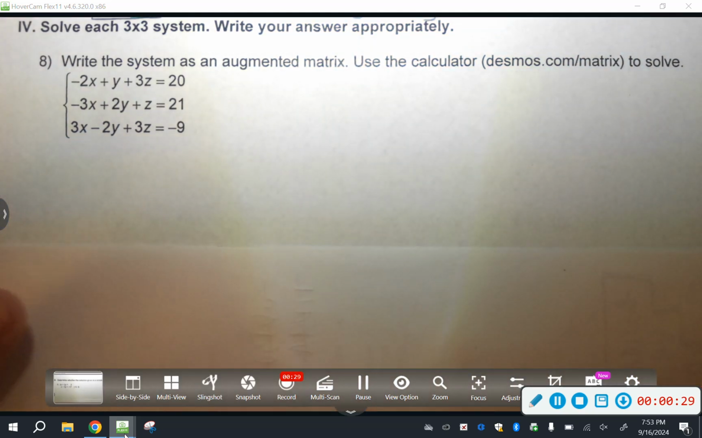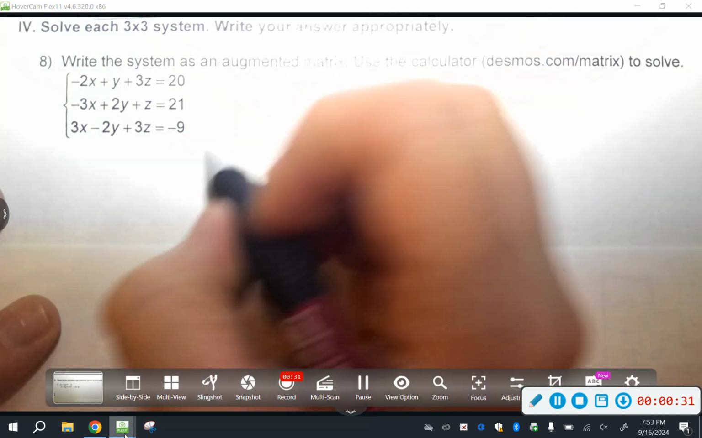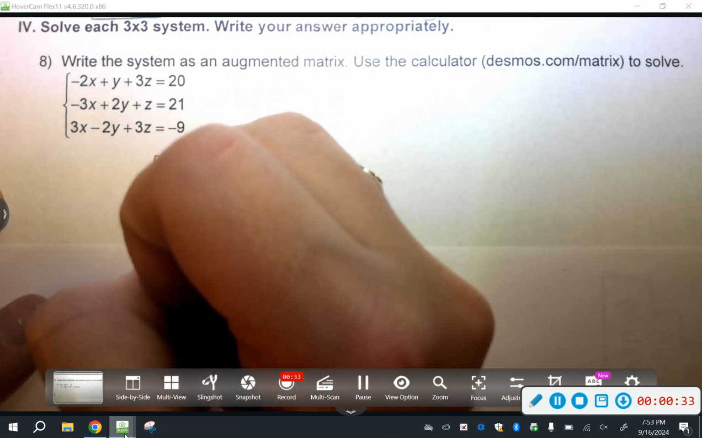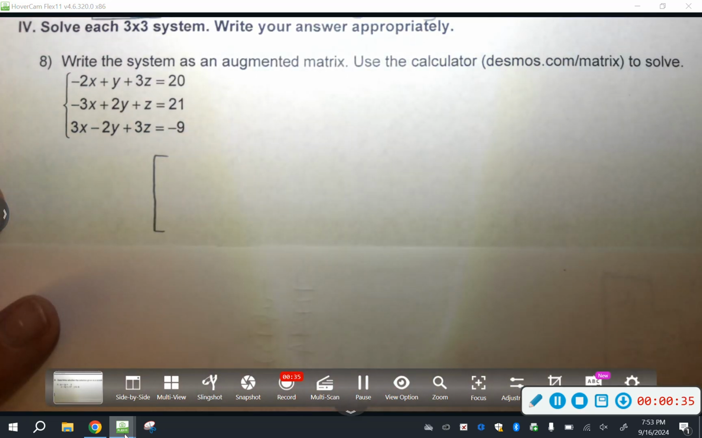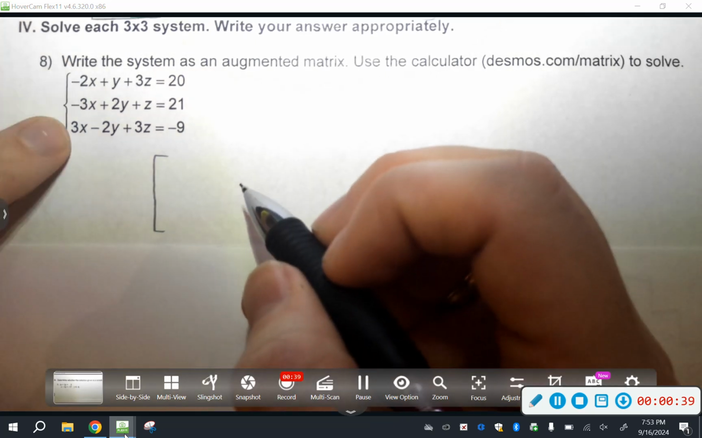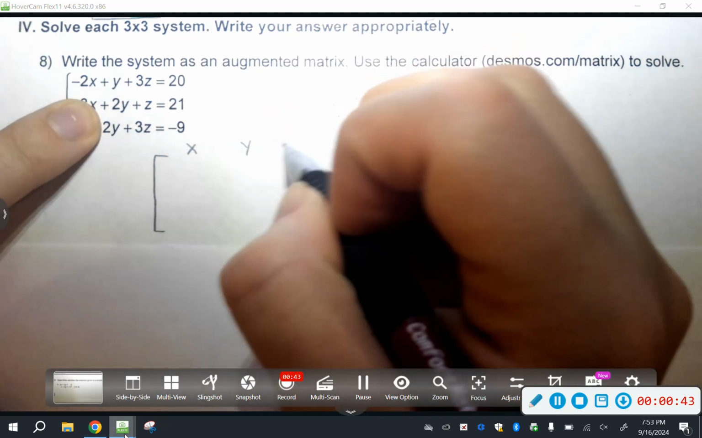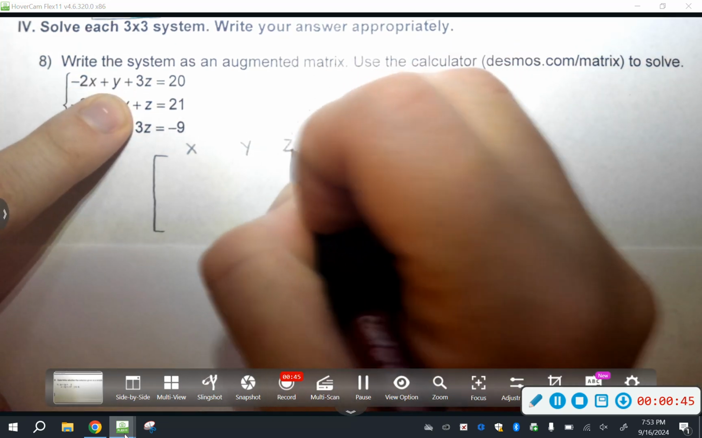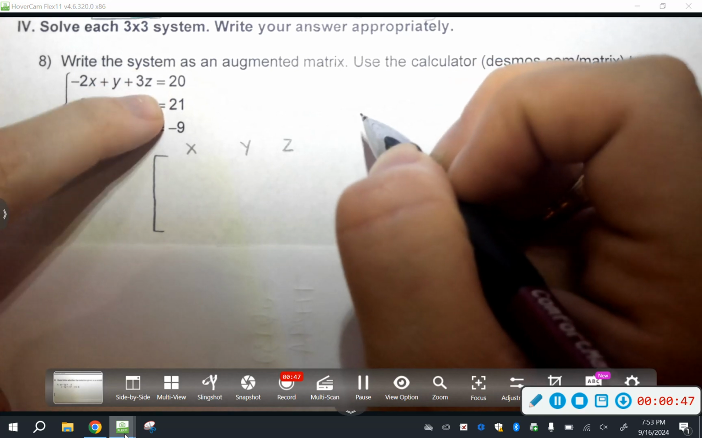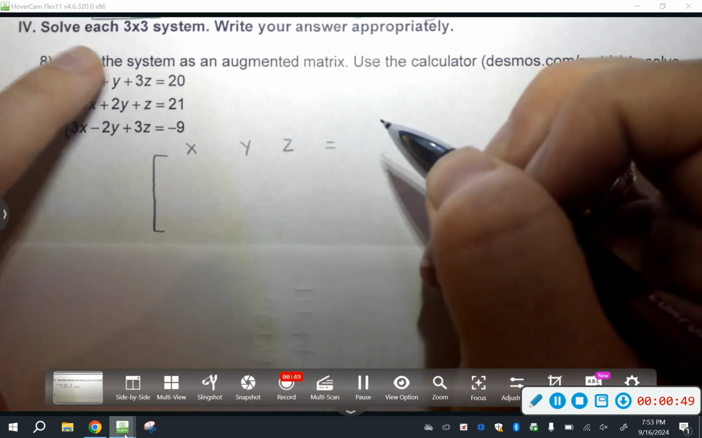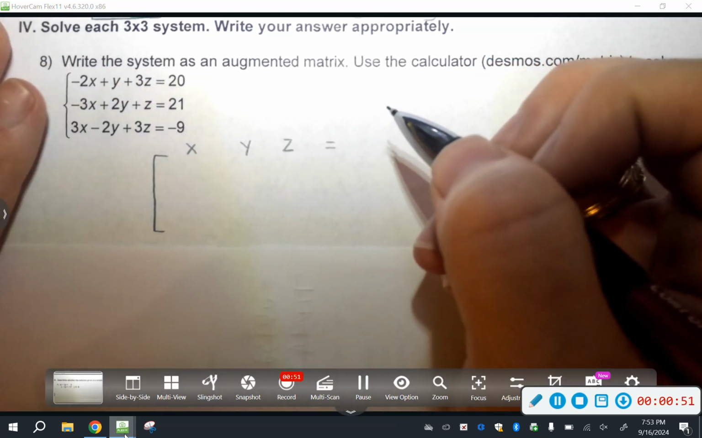Okay, remember with our matrix, we're going to put our bracket. I always like to label my matrix, so I make sure that everything's in order. My first column is about X's, second column is about Y's, third column is about Z's, and I always just call these the equals numbers because you say equals and then the number.